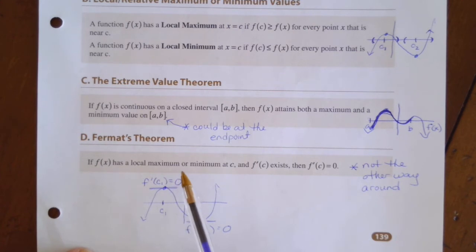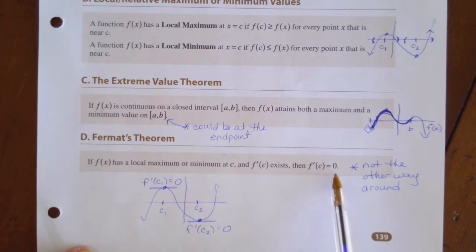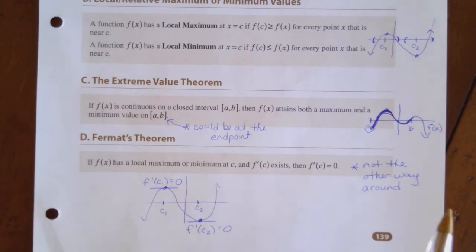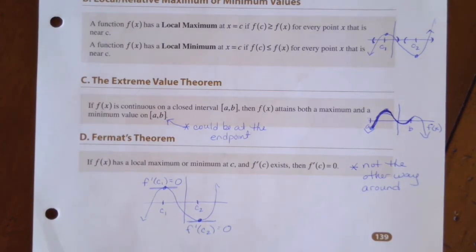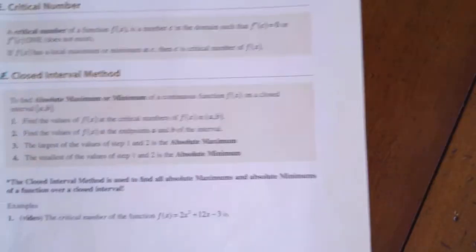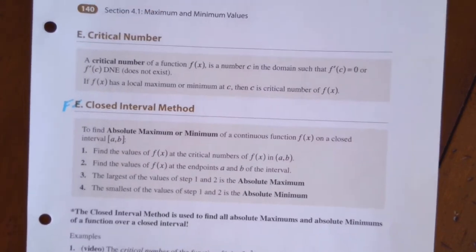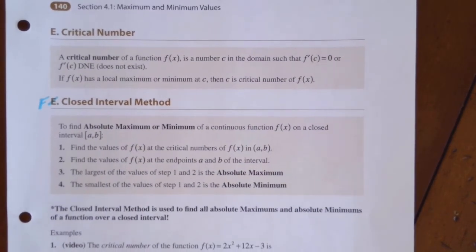So yes, if you have a max or min and the derivative exists, definitely I know that derivative is 0. But just because the derivative is 0 does not necessarily mean I have a max or min. I could, and there's other things I need to know about it, but that doesn't always hold true. So make sure that you remember that as we move forward. I know I'm spending a little bit of time on these definitions, but these are really important for the rest of this chapter.